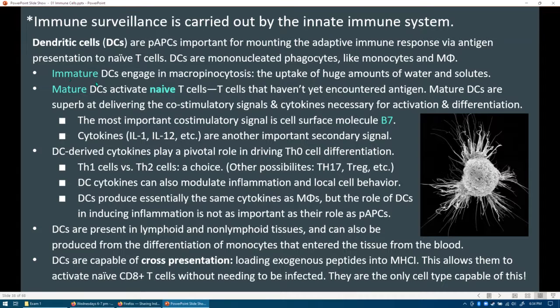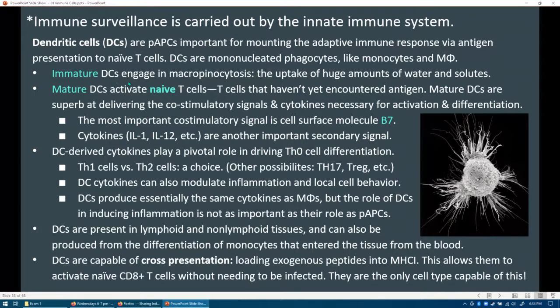Immature dendritic cells are dendritic cells that have not encountered anything that makes them angry. Okay? They have not encountered any bacteria. They have not been stimulated with any kind of pro-inflammatory cytokine, and they're just vibing. They're maintaining homeostasis, and they're kind of doing their thing. They have no reason to be upset or alert attention.